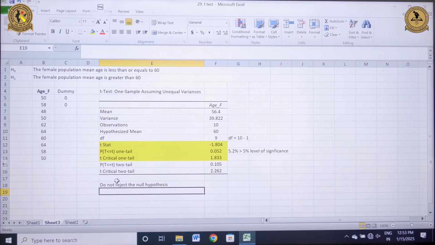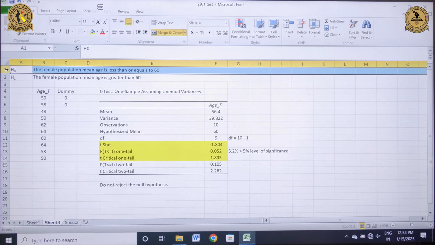Also, I can take my decision by comparing the t statistic with the critical value of the one tail test. It comes out to be 1.833. Since the t statistic of minus 1.80 is less than the critical value of 1.833, hence I do not reject the null hypothesis. This means that the female population mean age is less than or equal to 60.